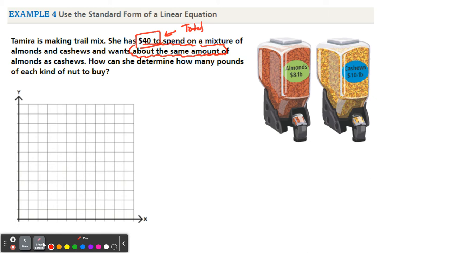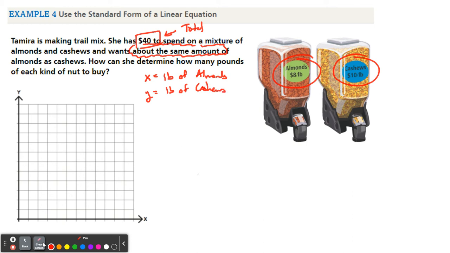Now, over here on these canisters, it tells you how much each costs. So almonds cost $8 per pound, while cashews cost $10 per pound. So first, set up your variables. We're going to let x be the pounds of almonds, and we're going to let y be the pounds of cashews.